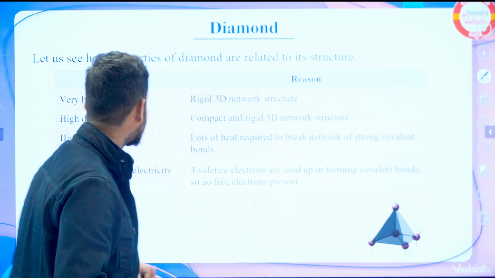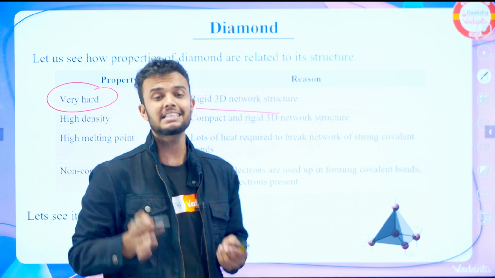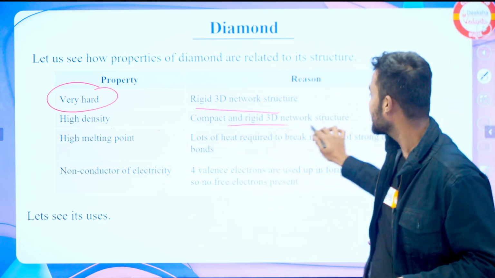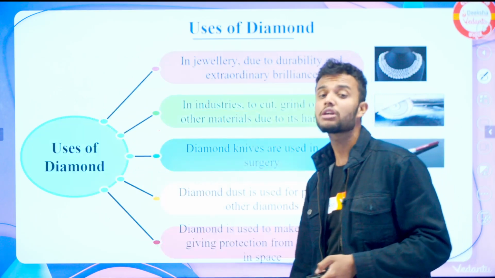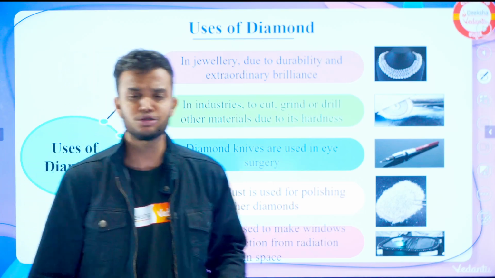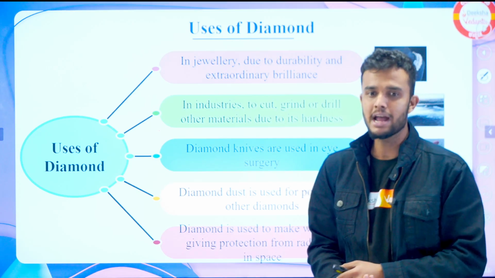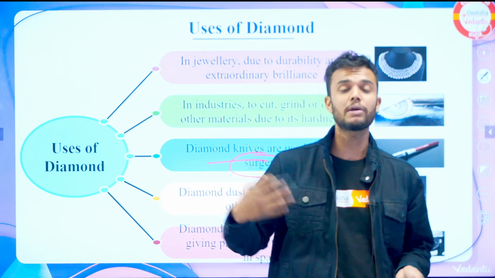Next, move on to the uses. Okay, these are the reasons. Why? Because it has a rigid 3D structure. High density, why does it have high density? Because it has a compact and rigid 3D structure. Right, students, this is about the high melting point, and it is a non-conductor of electricity. Uses: we already know in jewelry we use it, and also in industry to cut, because it is the hardest substance, right? That's why. And also in surgery, diamond knives. More uses are there.